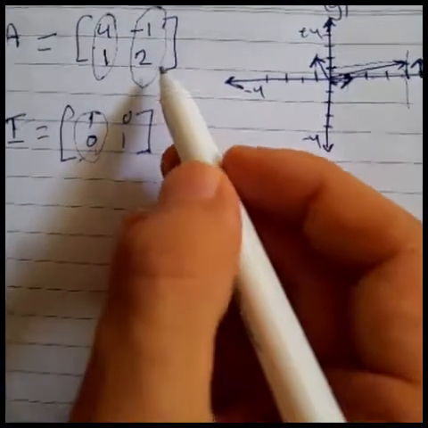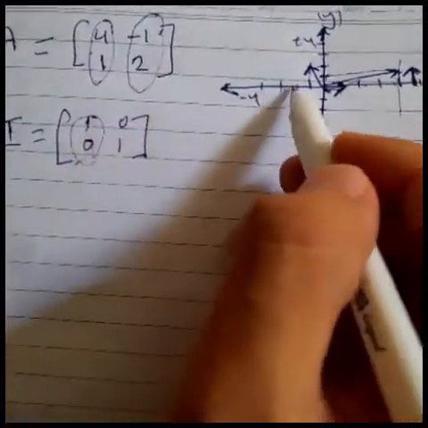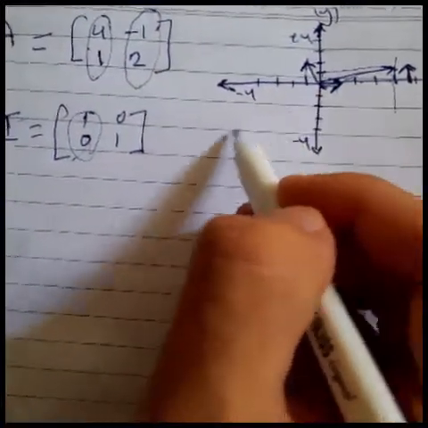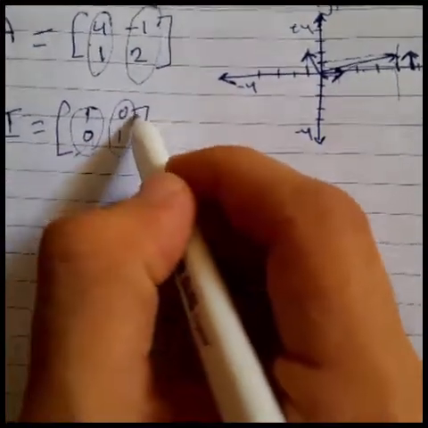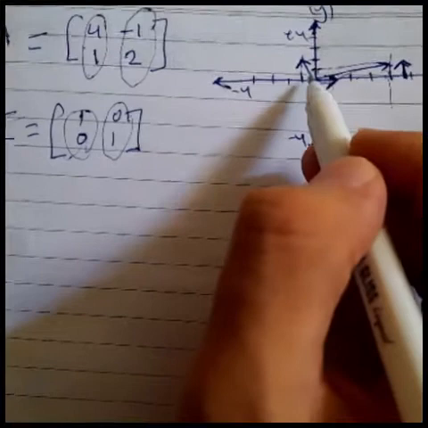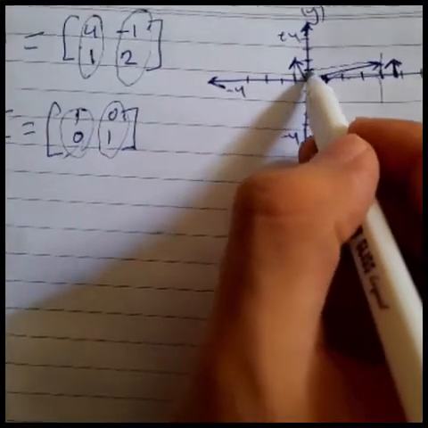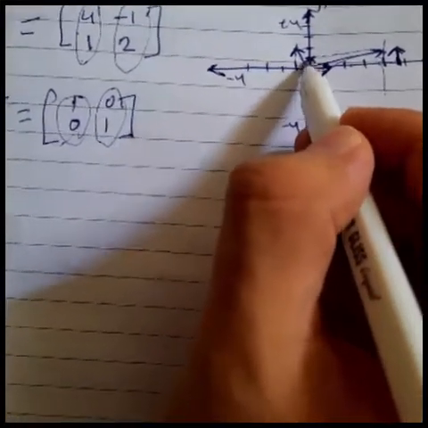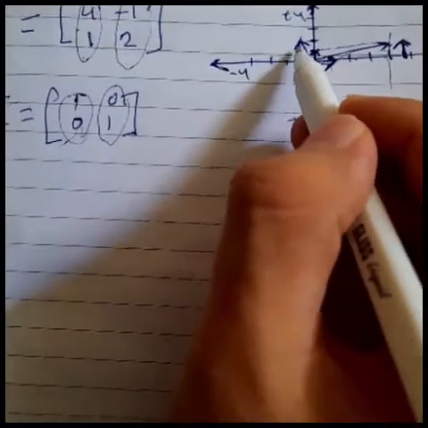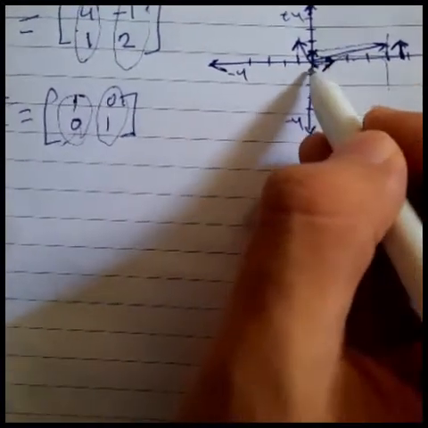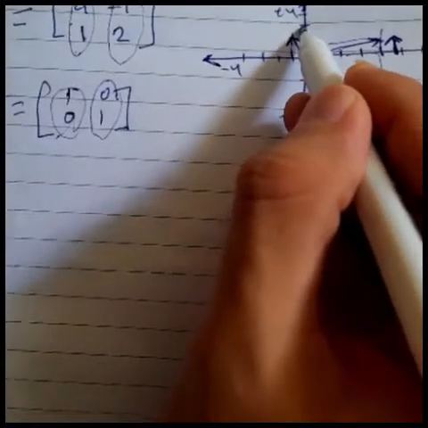Now the second vector is -1 and 2. If we look at the identity matrix, the second vector is 0 and 1. x is 0 and y is 1. This vector is also elongated and rotated to the left.